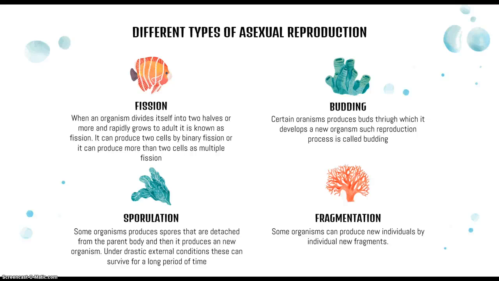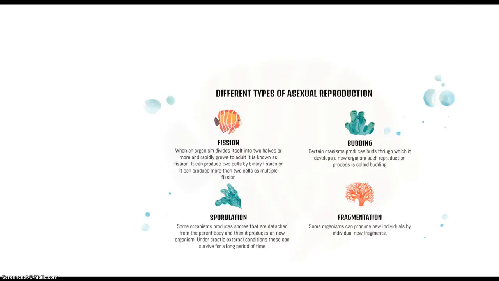Next is fragmentation. Certain organisms, after getting fragmented, produce new organisms. Let us imagine an organism, whatever organism you want to imagine. I've cut that organism into 2 equal halves and each of those halves is producing a new organism. Such kind of process is known as what? Fragmentation. Clear? Let us move ahead.